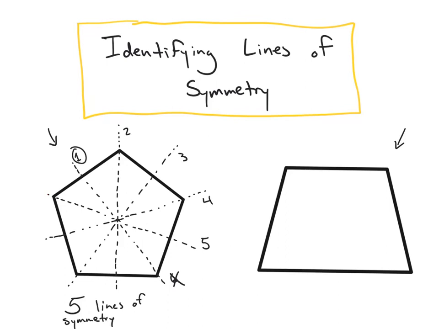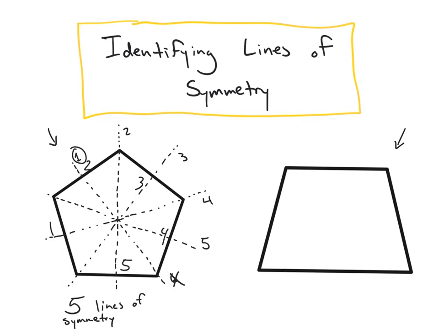The way I was able to do that is just by looking at the shape in a bunch of different ways to see if I could cut it in half where I create two mirror images on both sides. Interestingly enough, there are 1, 2, 3, 4, 5 sides to a pentagon as well. So it's kind of interesting that it also has 5 lines of symmetry.